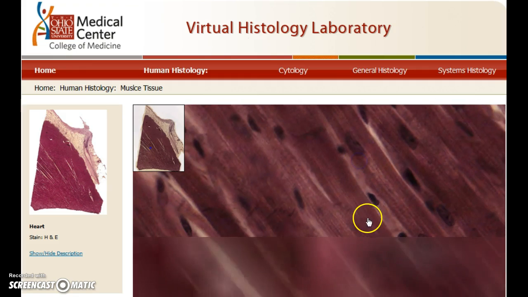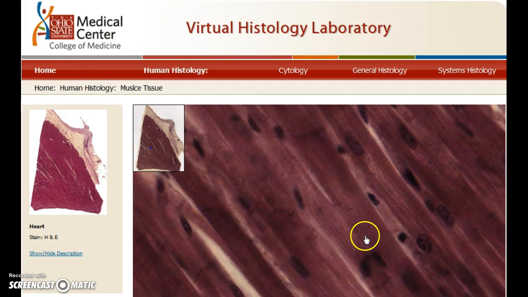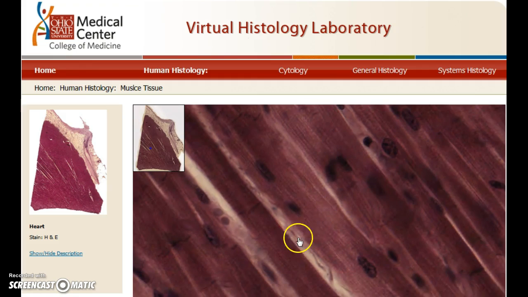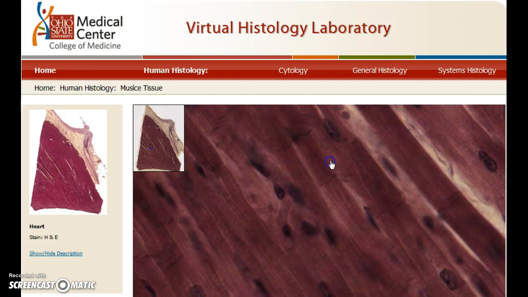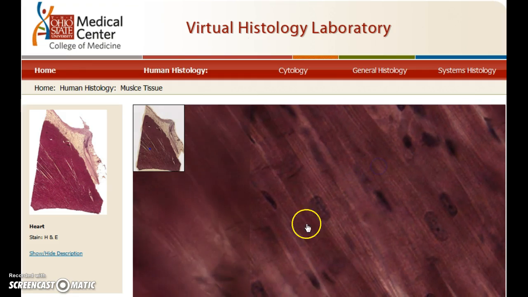And I know I have found a place here where I could see some striations, but they're running in the same direction that the intercalated discs are, but they are harder to see. But this is an example of cardiac muscle. Again, intercalated discs. Nuclei look like they're in the middle of the cell, and you should be able to see striations, and they're not in really long strips.